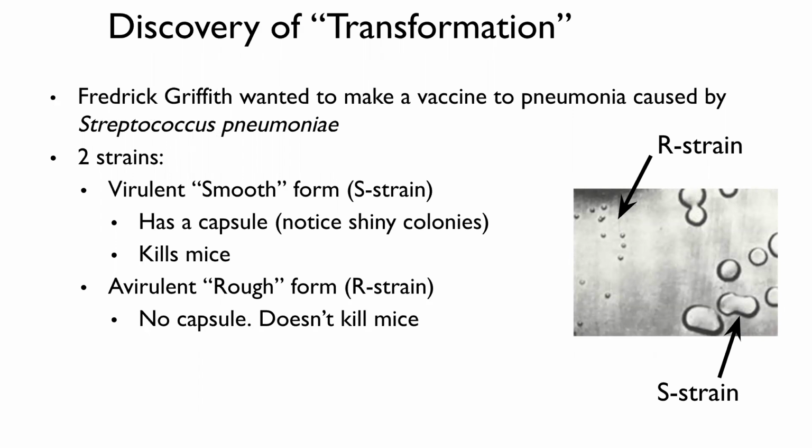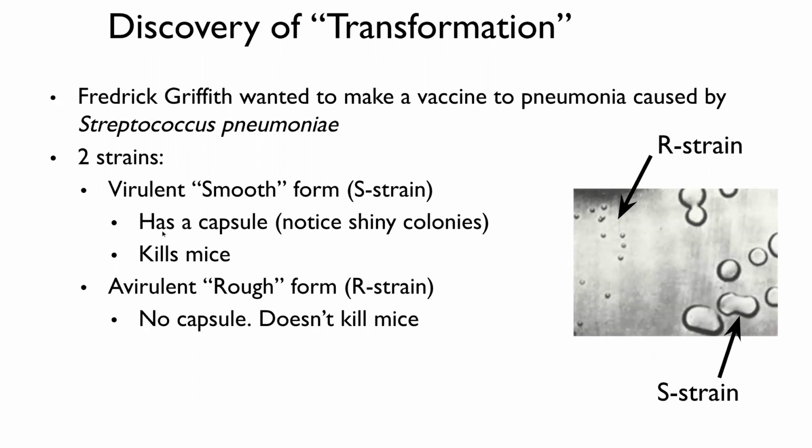Now, Strep pneumoniae has two distinct strains, same species, but two distinct strains. The first is the virulent strain. When we say virulent, it means it's a bacteria that has the capacity to cause infection. Now, this virulent strain was smooth. It was an S strain, so it looks like this. It's pretty, globular, very smooth looking. And it has a capsule.